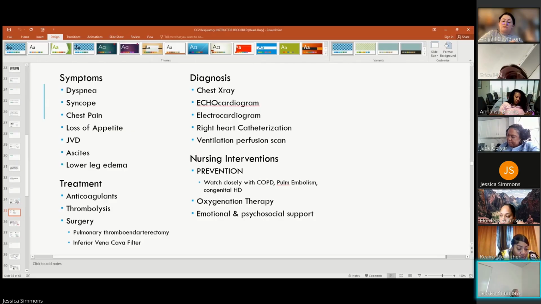Ventilation perfusion scan. And then nursing interventions: watch closely with COPD, pulmonary embolism, and congenital heart disease, because these put the patient more at risk for this disorder. Oxygenation therapy, emotional and psychosocial support. So your main treatment is truly prevention in high-risk individuals.